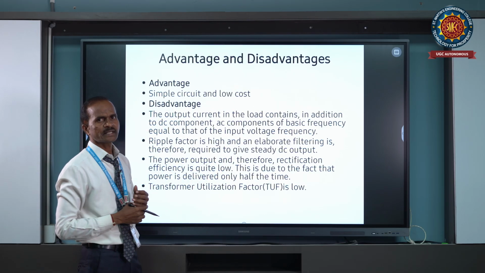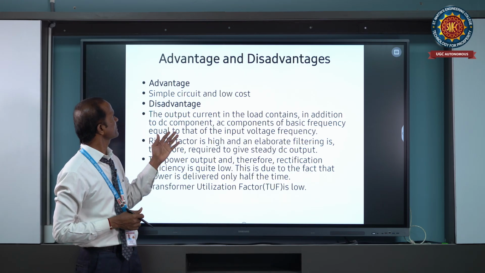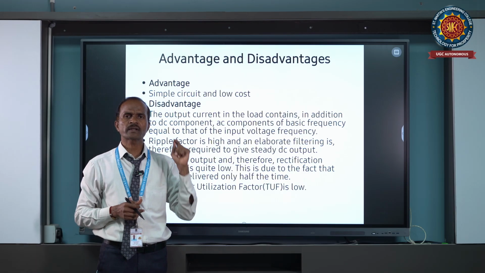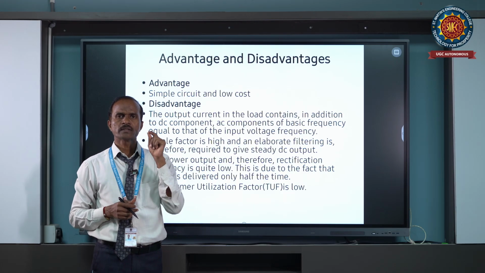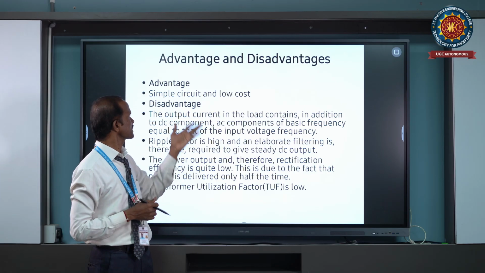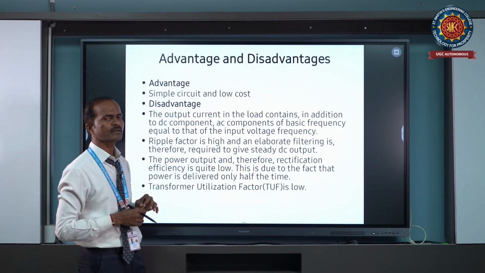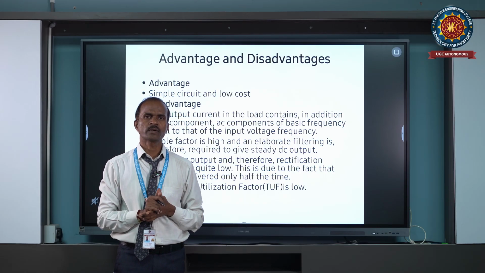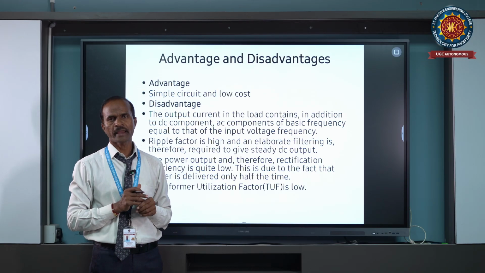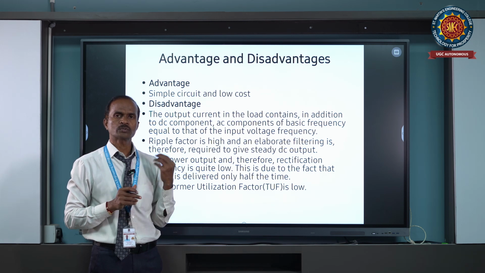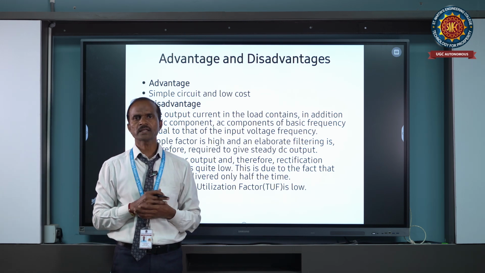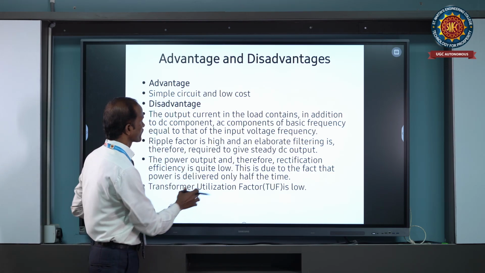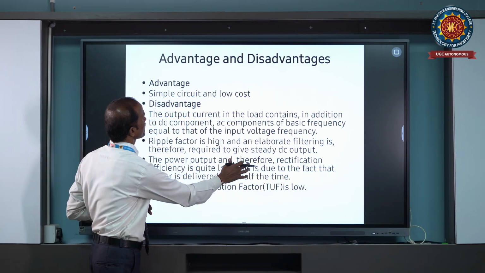Next, advantages and disadvantages. What is the advantage here? Simple circuit. We are using a simple circuit, meaning it has only one transformer, only one diode and a resistor. That's why it is simple. What is the disadvantage here? Efficiency is very low, only 40.6%, and the ripple factor is also high, that is 1.211. Ripple factor is nothing but the unwanted AC signal present in the output. These are the advantages and disadvantages.